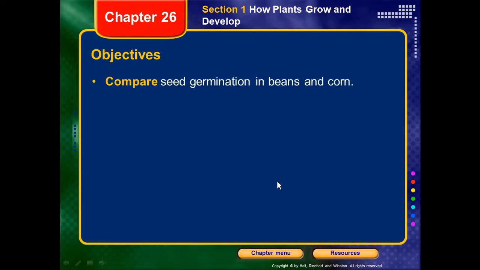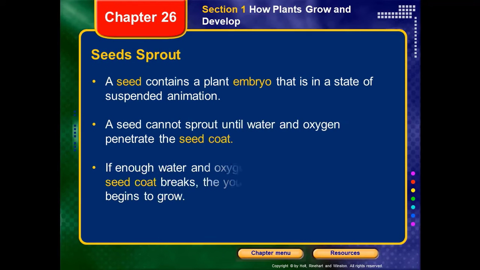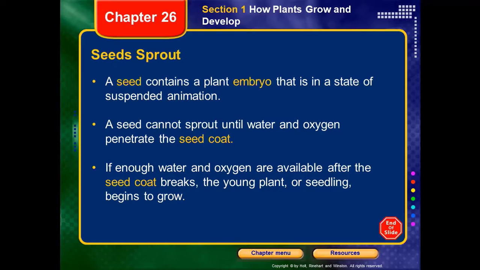By the objectives, you will learn to compare seed germination in beans and corn, contrast annuals, biennials, and perennials, and explain how primary and secondary growths are produced. A seed contains a plant embryo. You know from the previous lesson that sperm and egg make an embryo, after the zygote of course. That is in a state of suspended animation. We will show it later.